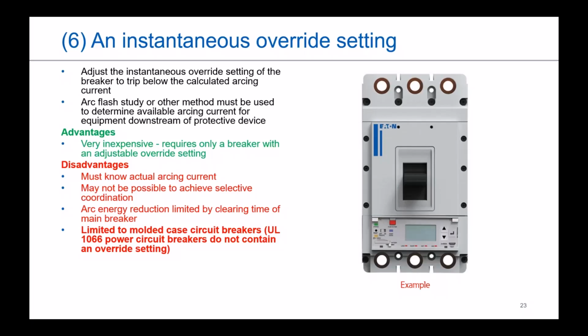Again, it has similar drawbacks as the instantaneous rating to begin with. You need to know what your actual arcing current is to program it. And again, you may be limited on whether or not you can achieve selective coordination. So if your system considers selective coordination to be important to minimize downtime, it's likely not going to necessarily be an option for you. So let's circle back to method 4, which is our arc flash mitigation systems, and take a gander at what's in that.